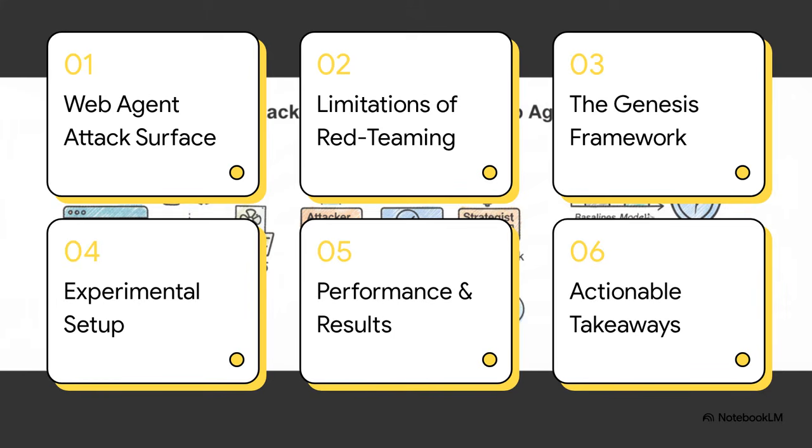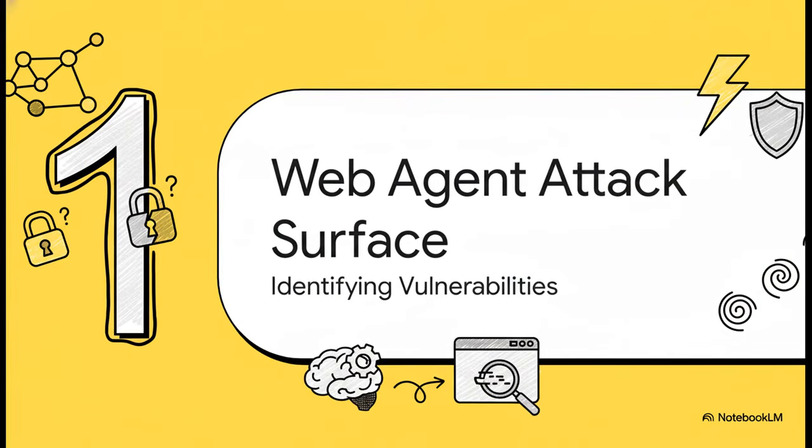Okay, let's examine their method. We should start with the attack surface and the stated limitations of current red teaming. Then we can cover the Genesis framework, its experimental setup, the results, and finally the actionable takeaways. First, what is the specific problem they're addressing?